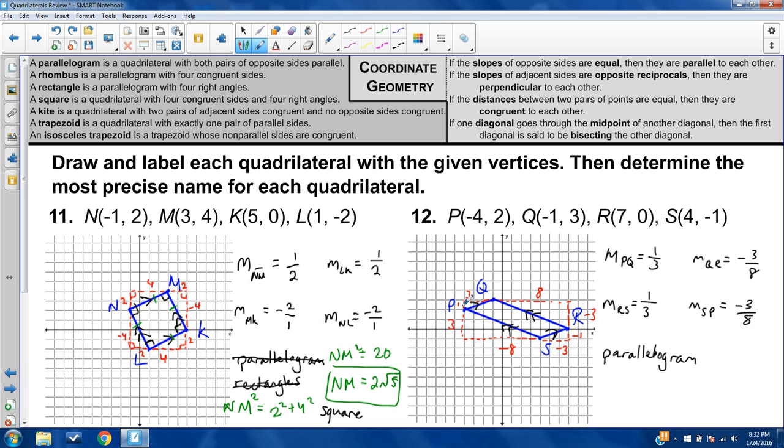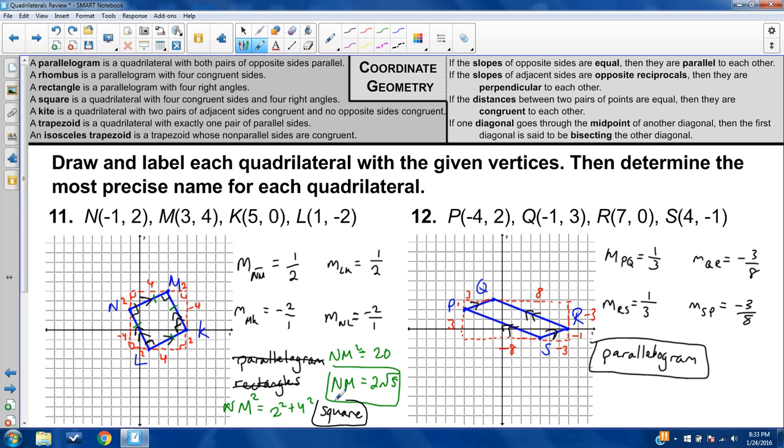But how could you also tell? They have the exact same right triangle, 1, 3, negative 1, negative 3, etc. Whatever the answer is, what's the square root of 10, right? These will both be the same because they have the same right triangle. Again, that's the benefit of drawing these first. Anyway, so opposite sides are congruent, but not all sides are congruent. They're not right angles, so it is a parallelogram. This one was a square.